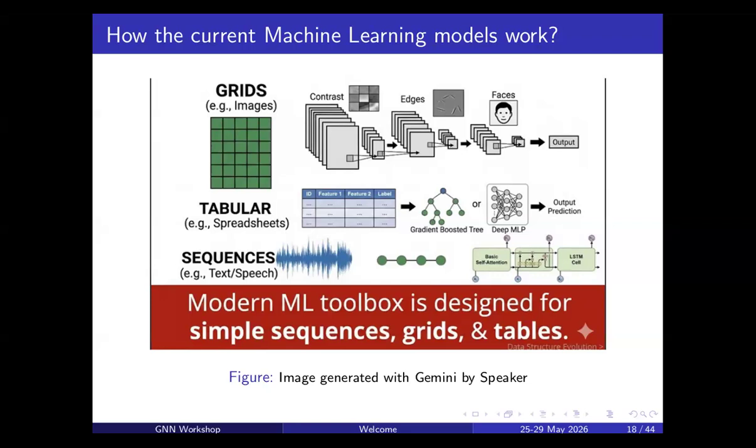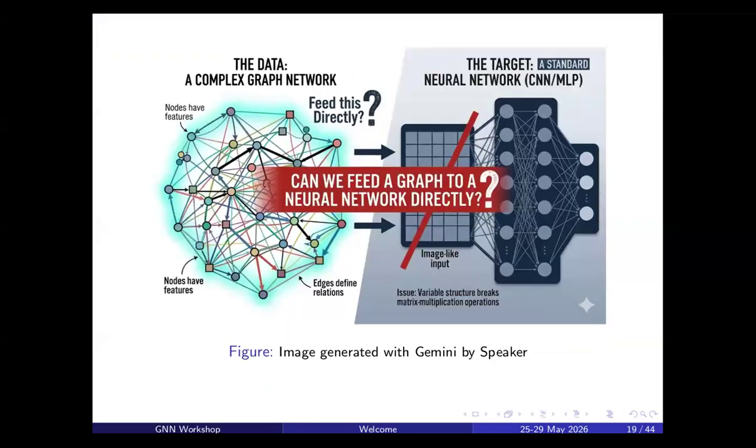But what we have is a graph structure, we have interactions represented as a graph. So like images, can we feed this graph directly into a modern neural network to predict something?